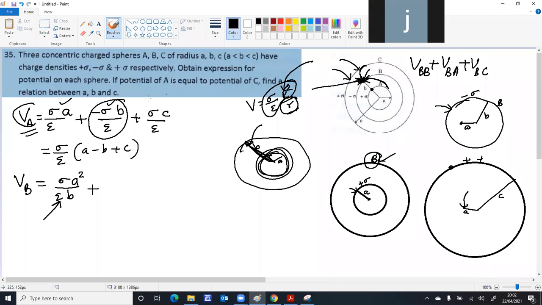What I understood now is that you're confusing this with taking one sphere and finding inside, outside, and on the surface. That's not what we are doing. We are finding the potential of each point due to all the three spheres. For some spheres that point will be inside, for some outside, and for some on the surface.